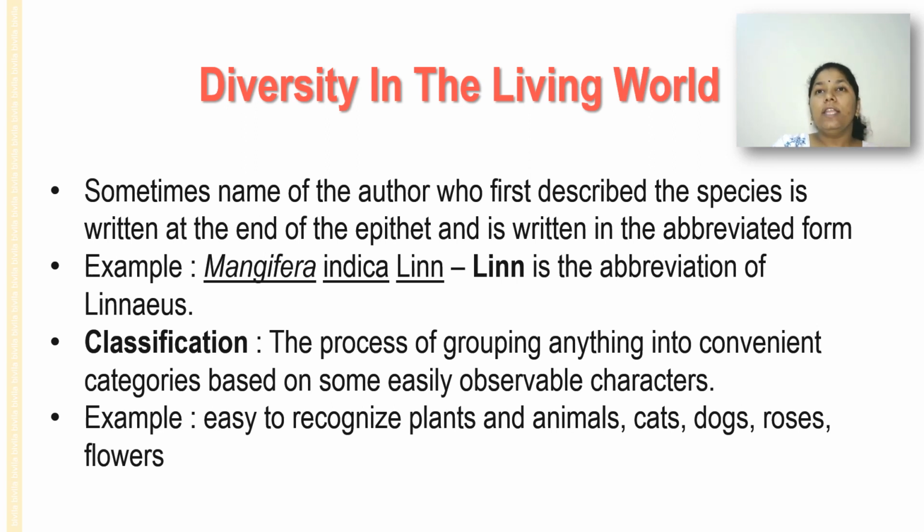And sometimes you can see the name of the author who first described the species at the end of the specific epithet. The person who first described the species is also added at the end of the specific epithet, and it is usually written in abbreviated form. For example, Mangifera indica Linn. You can see at the end of the epithet, that is indica, Linn is there, and Linn is an abbreviation of Linnaeus.